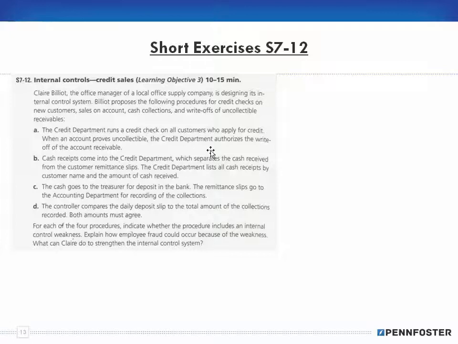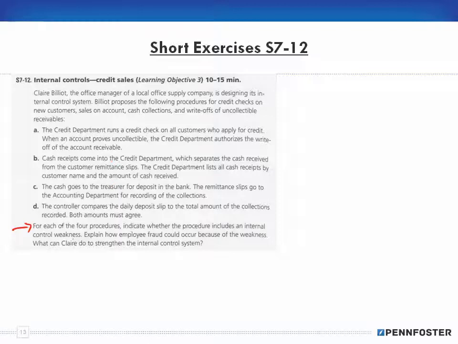Let's see here. It says internal controls. Claire Billett, the office manager of a local office supply company, is designing its internal control system. Billett proposes the following procedures for credit checks on new customers: sales on accounts, cash collections, and write-offs of uncollectible receivables. For each of the 4 procedures, indicate whether the procedure includes an internal control weakness, explain how employee fraud could occur because of the weakness, and what can Claire do to strengthen the internal control system.